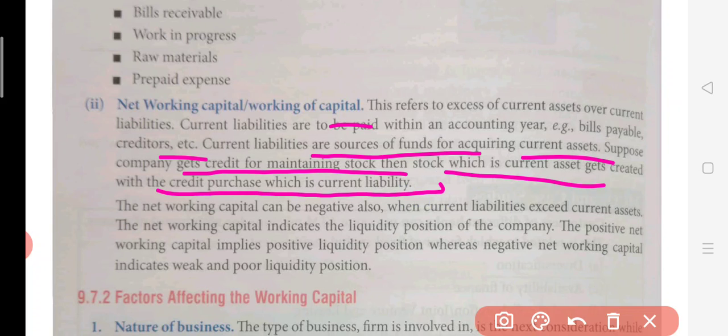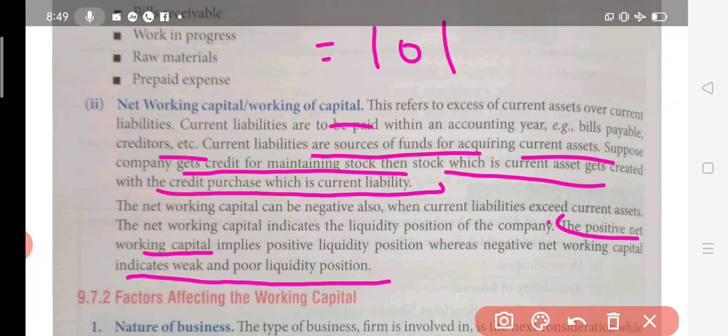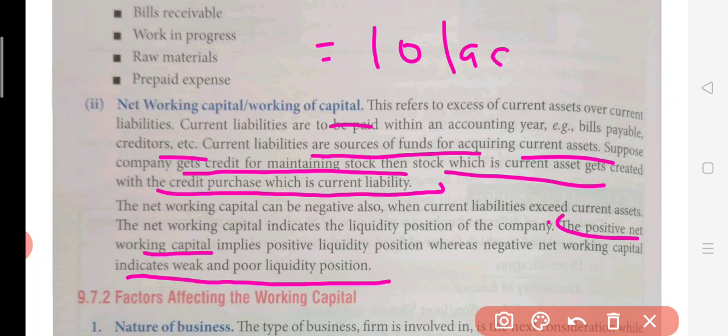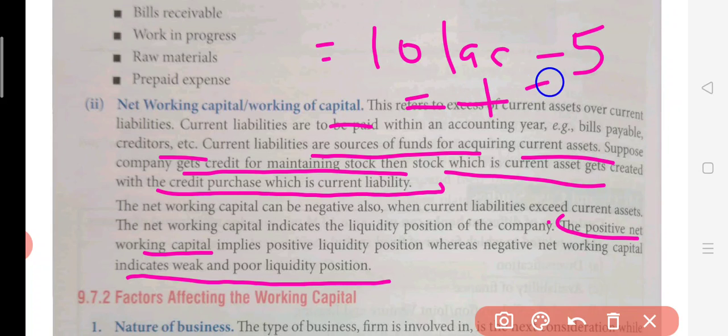If you are unable to do so, then it shows that your liquidity position is very poor. And a company that has positive net working capital, like in this case, suppose your current assets are 10 lakh and your current liabilities are just 5 lakh, so this is a plus 5 position.